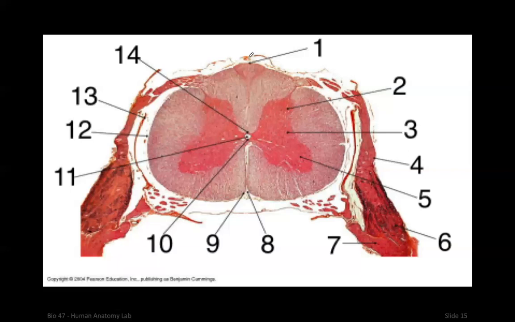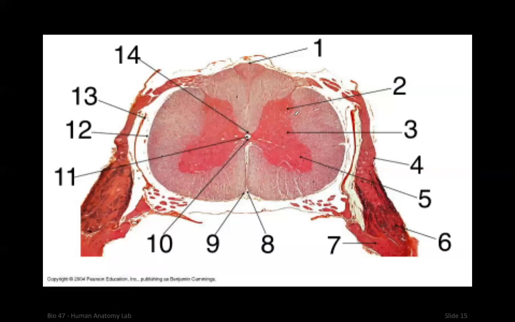So number one up here, there's just a little indentation. And then if you look on the other side, there's this really big indentation. When you see just a little indentation, you're on the posterior or the dorsal side. So this one is the posterior median sulcus.